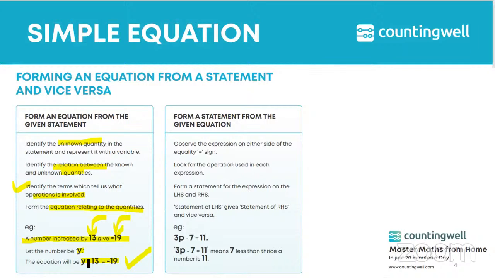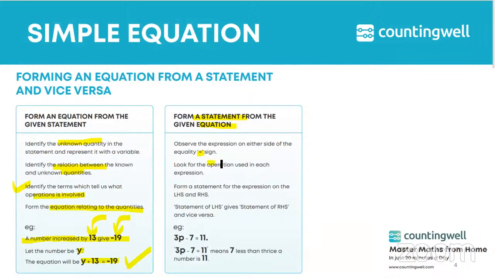Now let us see vice versa how we can do this. If we are given an equation, then we can form a statement using that equation. First, you have to observe the expression on either side of the equality sign. As we know, an equation consists of an equality sign. We have two sides, the left hand side and the right hand side. So you have to observe the terms on the left hand side and the terms on the right hand side.